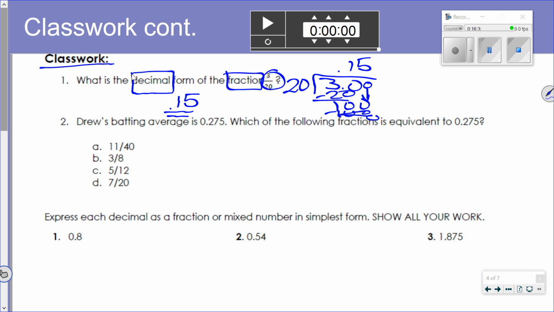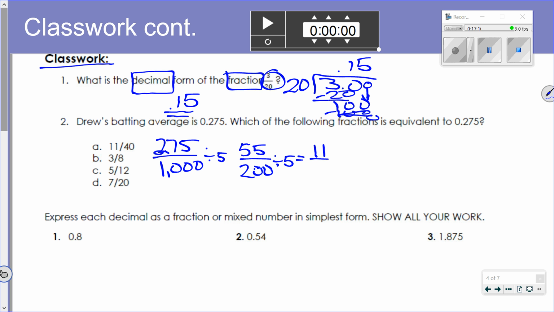Next one. Again. Say it, write it, simplify it. So, say it. 275 thousandths. Write it. 275 thousandths. Simplify. Now, for those of you really good with math, you may realize I can divide at least 25 out of that. But, I'll be honest, a lot of times it's easier to do the 5 twice and actually quicker in the long run. So if I do 5, that's going to go 55 times and 200. I can divide by 5 again. It's going to give me 11 and 40. Can't go further than that. Answer A.